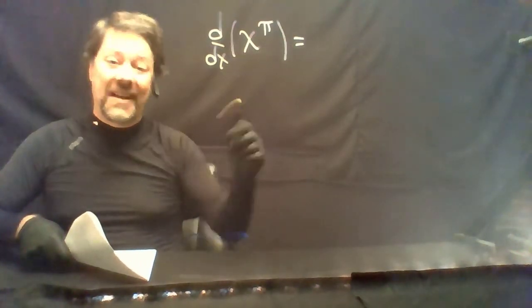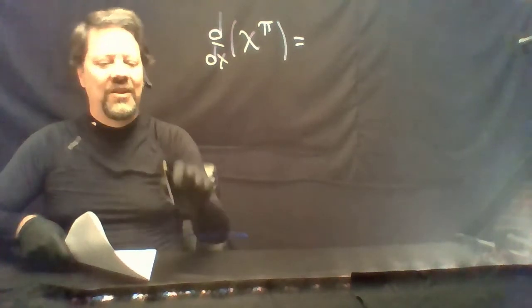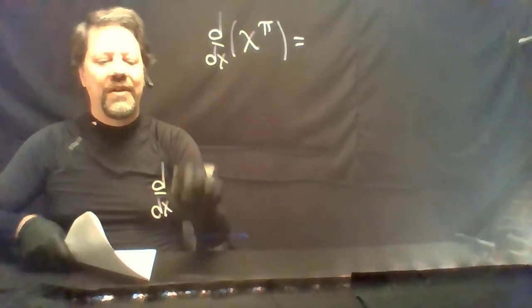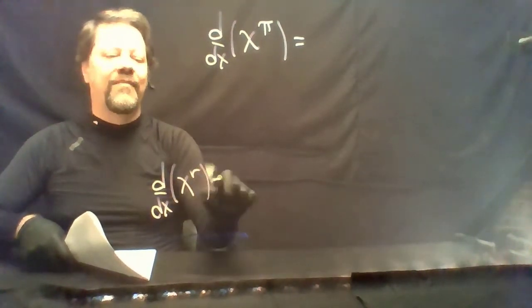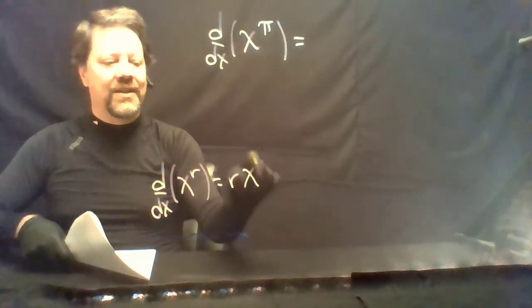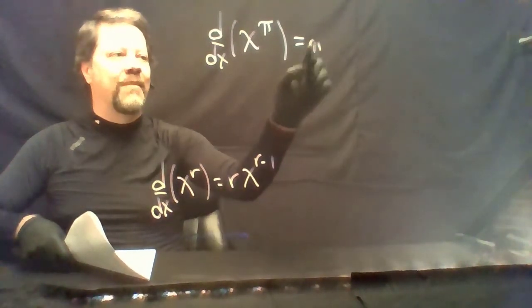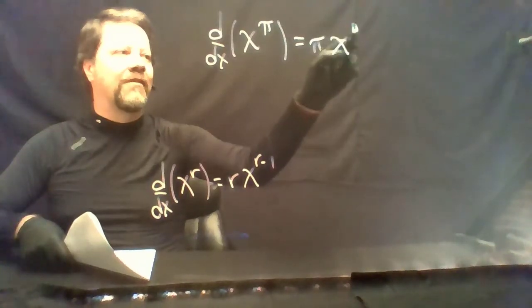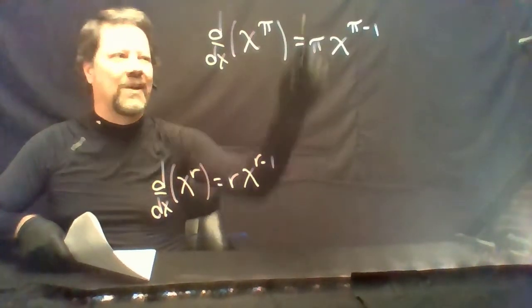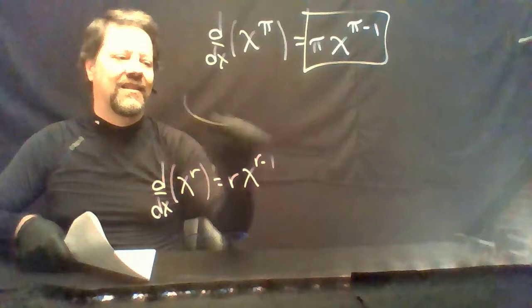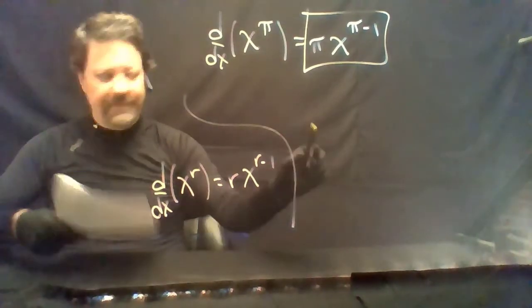What is the derivative of x to the power pi? By the power rule, you know that if you have x to the power of r, the answer is r x to the power r minus 1. So here it's going to be pi x to the power of pi minus 1. The next problem is a little different.